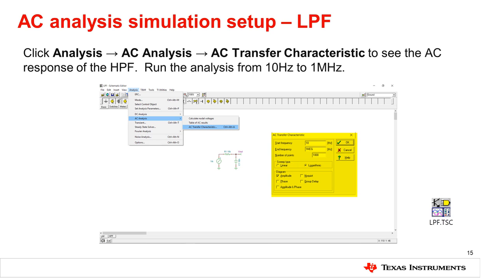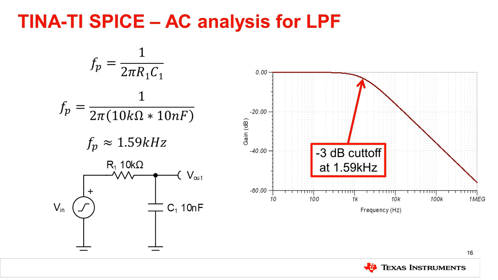The simulation settings box will then pop up. We will sweep our input signal from 10 Hz to 1 MHz. When you're ready, hit OK to run the sim. On the right, we can see our simulation results. Indeed, the overall response of the circuit matches our expectations.